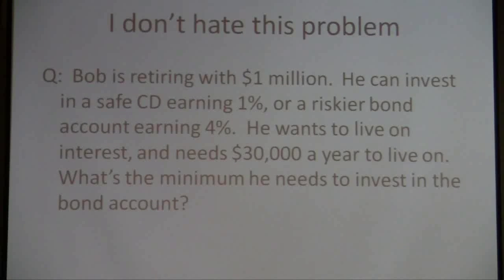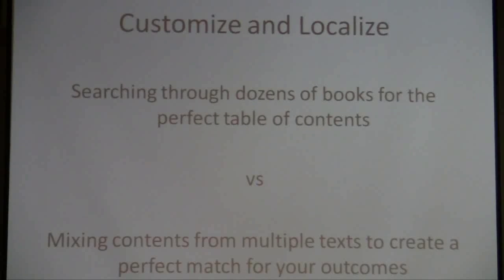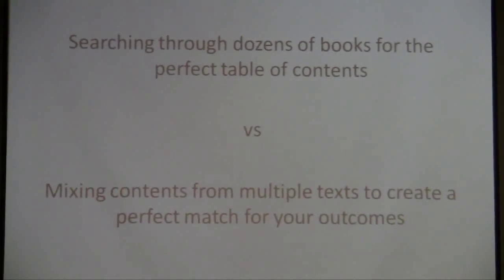It also provides the ability to customize and localize, and this really changes the textbook adoption process, or the course materials adoption process. Instead of the traditional thing we do, which is searching through dozens of books for the perfect table of contents, where you flip through a book and it's like, oh no, this one's missing a topic, whoosh. No, this one's got too much, whoosh. Instead we can mix contents from multiple texts to create a perfect match for our outcomes. And as a small plug, we're doing a talk on that on Saturday morning if you want to know how to do that.